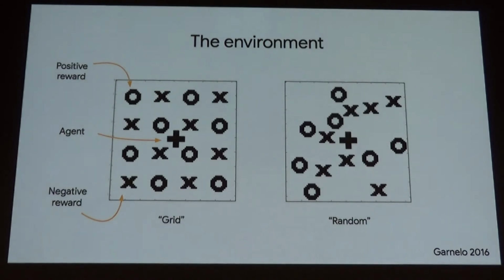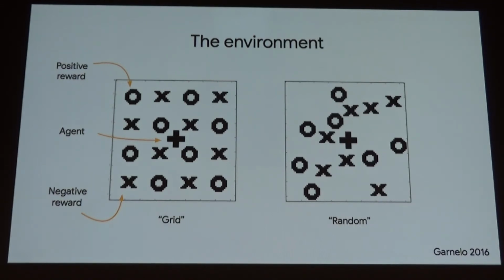I'll start by describing the environment. The environment was quite a small one. You were an agent, which is the cross in the middle. You can move across space, and whenever you encountered another symbol, you would eat that symbol, and it would either give you a positive or a negative reward.